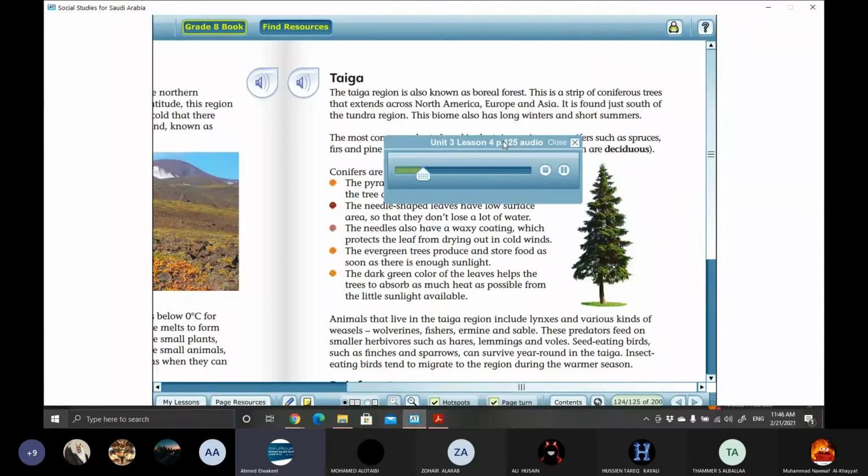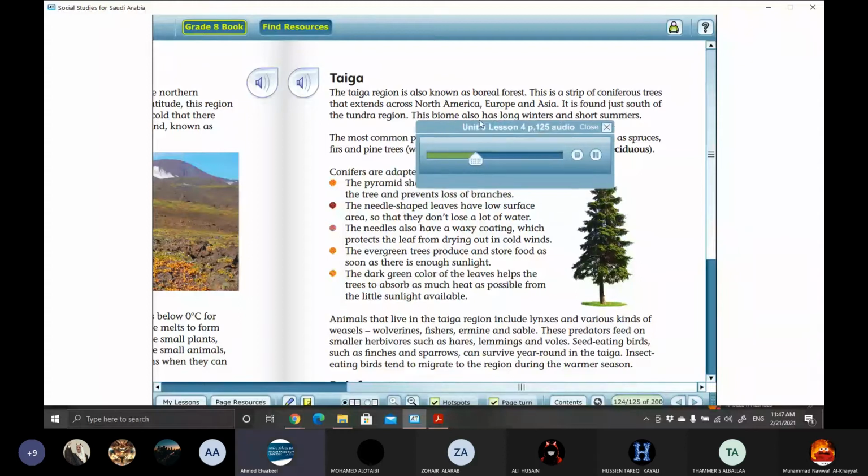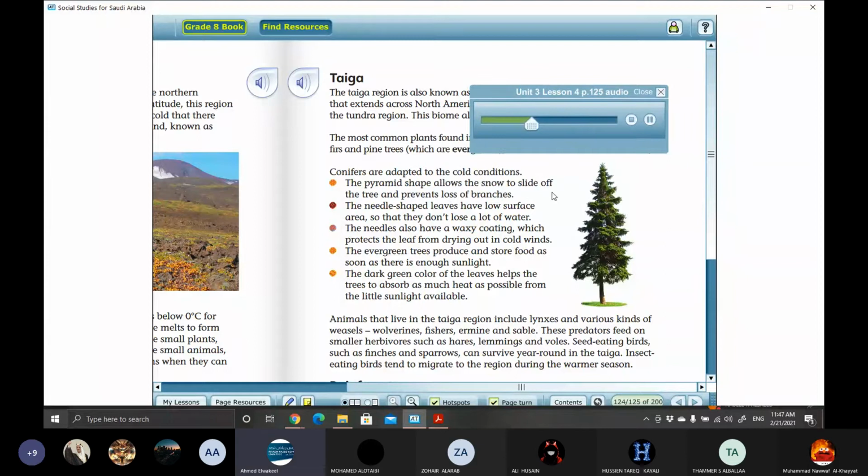Conifers are adapted to the cold conditions. The pyramid shape allows the snow to slide off the tree and prevents loss of branches. The needle-shaped leaves have low surface area so that they don't lose a lot of water. The needles also have a waxy coating, which protects the leaf from drying out in cold winds. The evergreen trees produce and store food as soon as there is enough sunlight. The dark green color of the leaves helps the trees to absorb as much heat as possible from the little sunlight available.